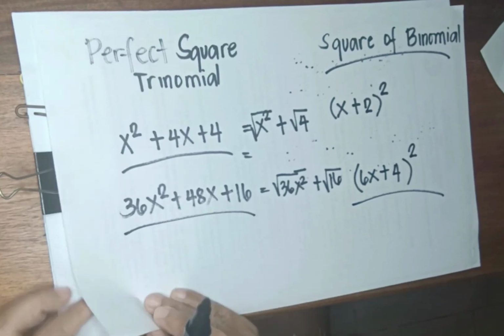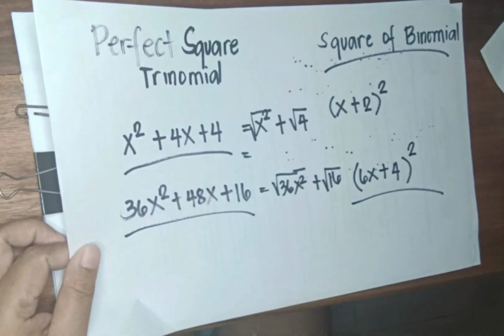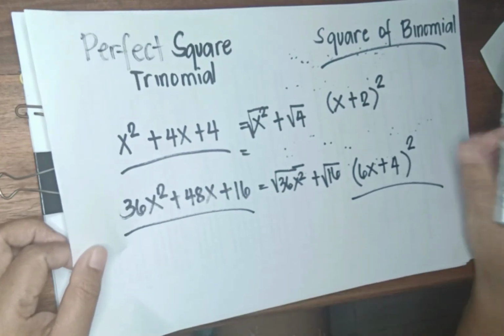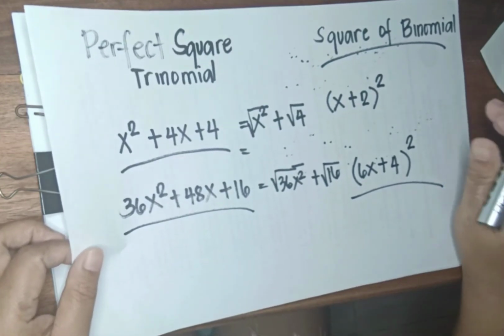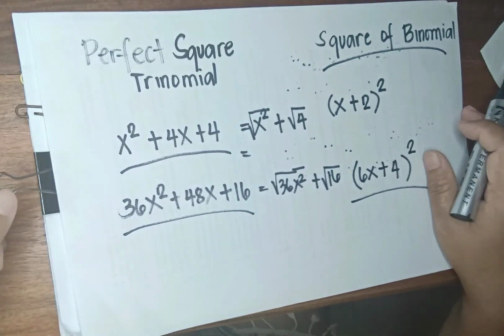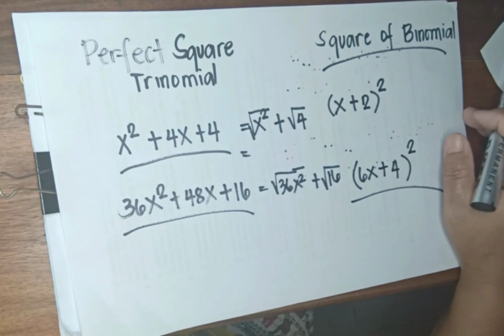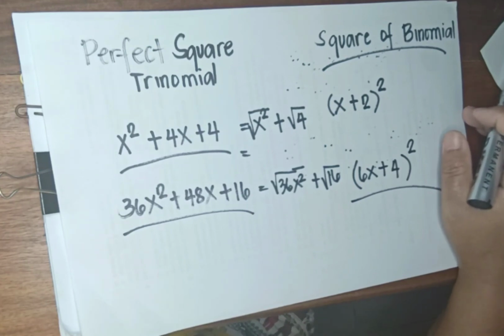Okay? So, ganun lang. Just get the square root of the first term and the second term. Okay? Alright, so I hope you understood this. In that way, mas madali na nyong masundan yung next lesson natin.